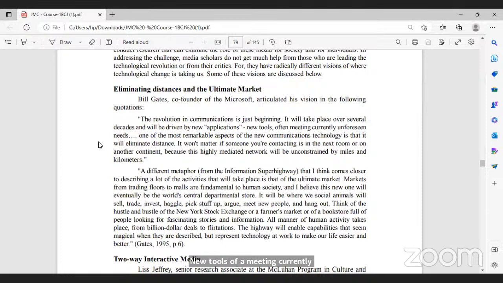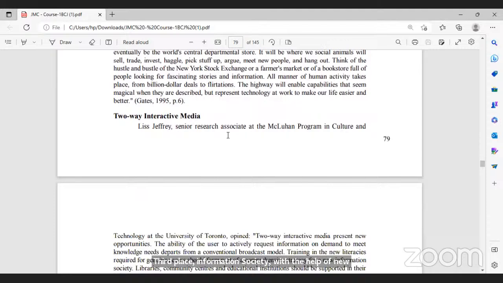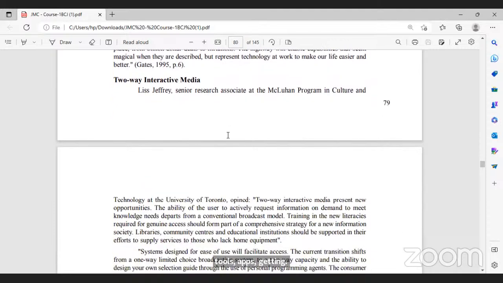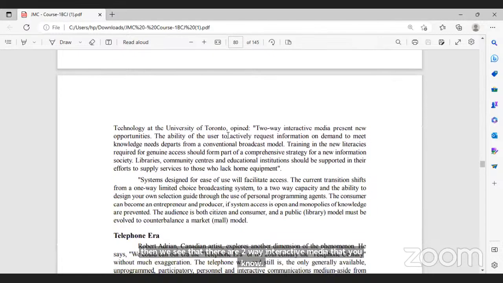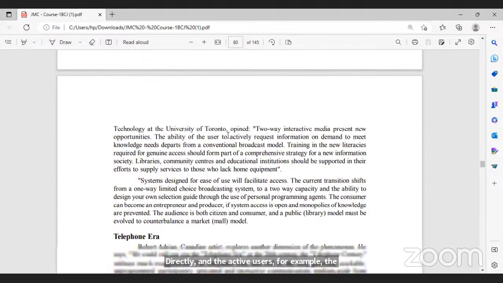Now, when the internet started, we had only email. Then with the technological advances, we have websites, and then we started getting new tools. Now we are into the surplus information society, with the help of new tools and apps getting developed. It is a two-way interactive media. When we refer to two-way interactive media, these are new opportunities that are being used directly by active users. For example, Facebook and all those things.